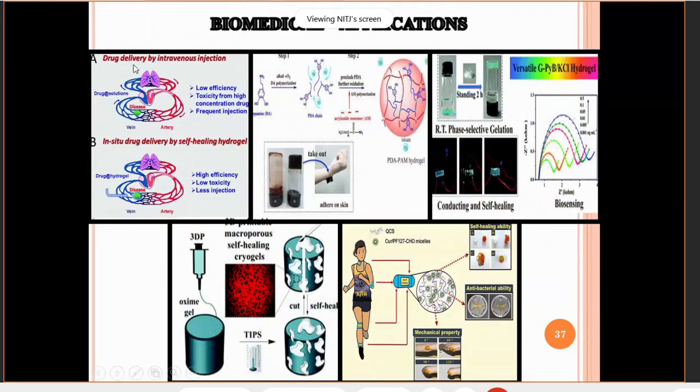You will find here drug delivery by intravenous injection, and in comparison, in situ drug delivery by self-healing hydrogels. There are better advantages compared to drug delivery by intravenous injection, because with IV delivery, you will find low efficiency, toxicity from high concentration of drug in the blood, and frequent injections are required. Whereas in the case of self-healing, efficiency is very good, toxicity is less, and fewer injections are required. That's the difference between the two.